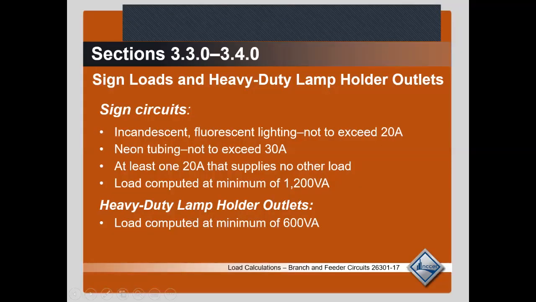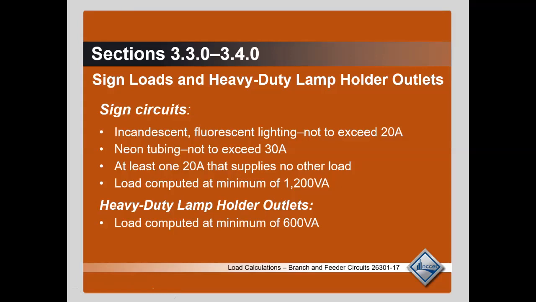All right, sign loads, heavy duty lamp holder outlets, incandescent, fluorescent lighting, not to exceed 20 amps. Neon tubing, not to exceed 30 amps. At least a 120 volt, 20 amp circuit that supplies no other load, and loads computed at a minimum of 1,200 watts. That's your sign circuits. Your heavy duty lamp holder outlets are a minimum of 600 volt amps.